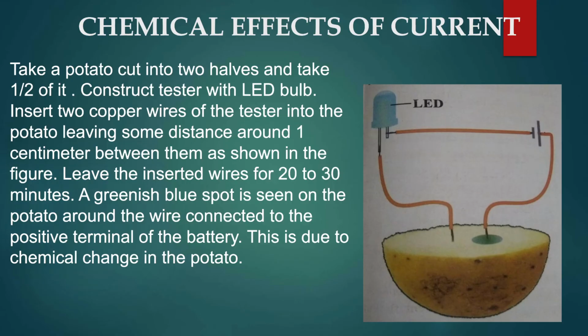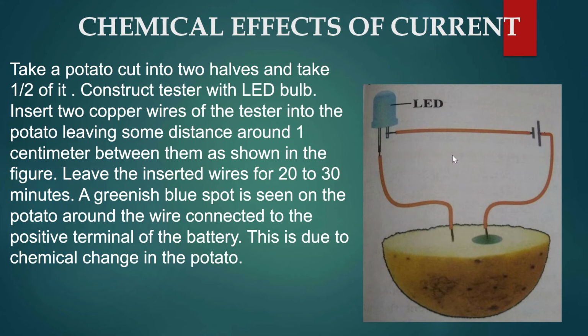Now coming to the chemical effects of current. How do we study the chemical effects of current? For this, let's test the effect of electric current on a potato. We have taken a potato and cut it into two halves, and we have taken half of it. Construct a tester with an LED bulb. This is an LED bulb, this is a cell, this is a potato, and these are your connecting wires.